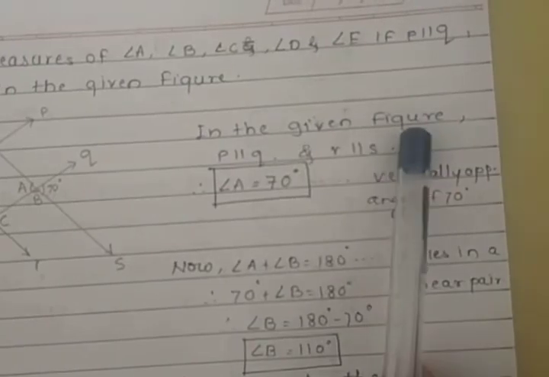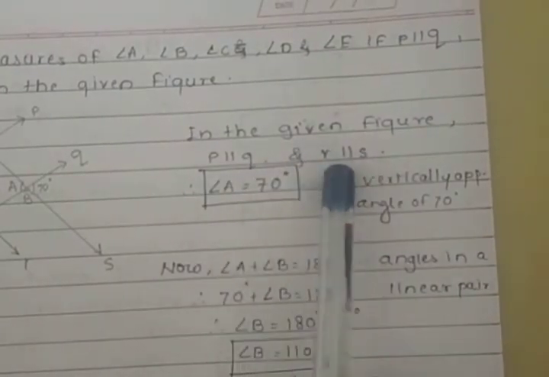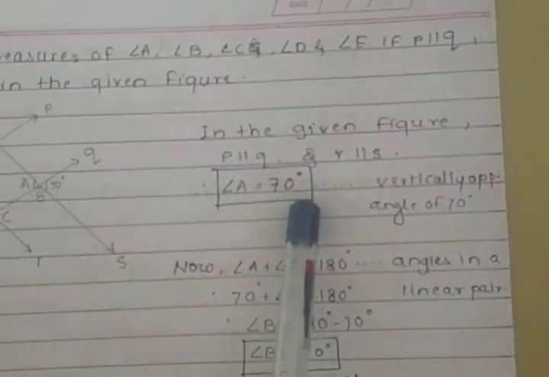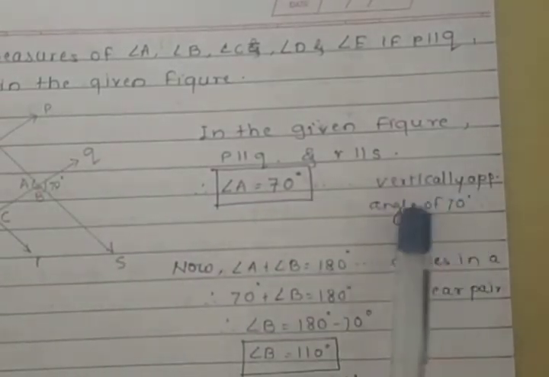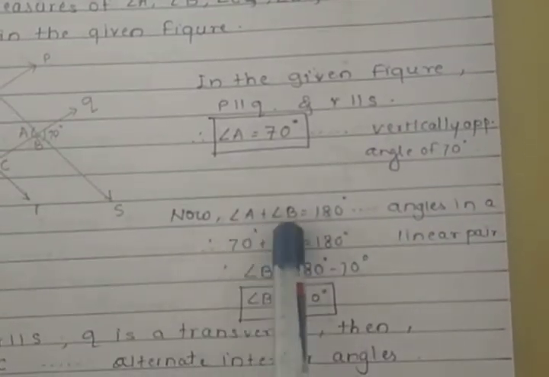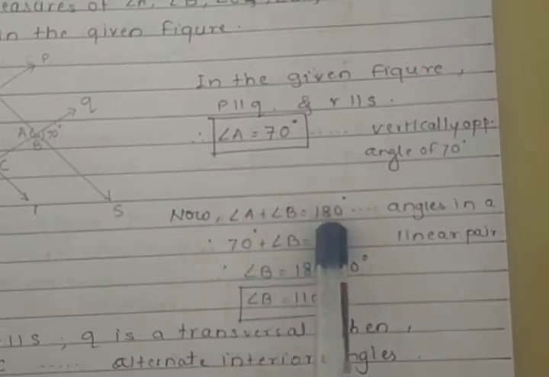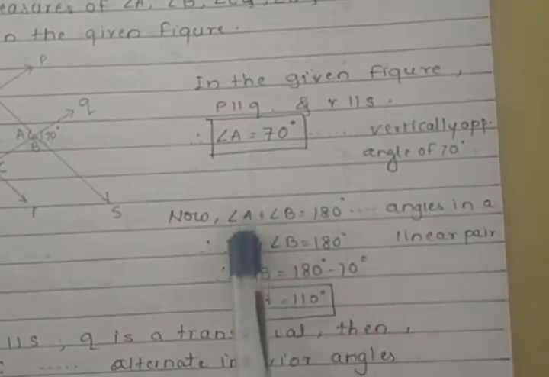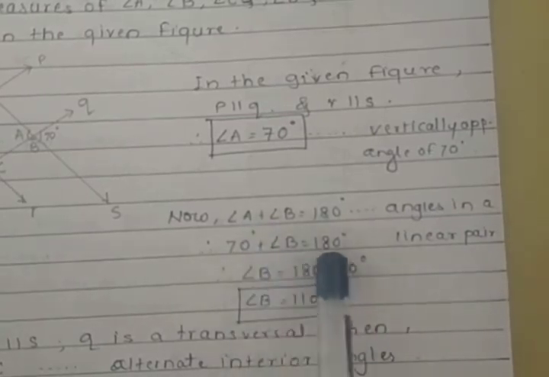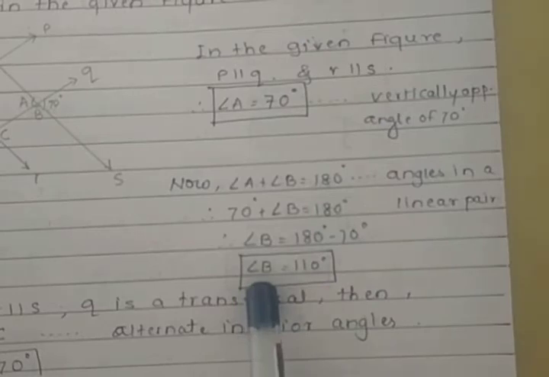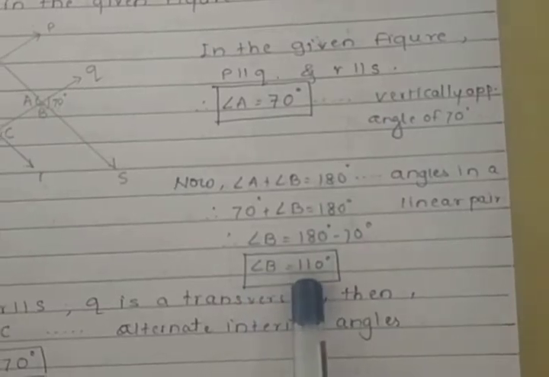In the given figure, P parallel Q and R parallel S, it is given. So angle A is equal to 70 degrees, because these are vertically opposite angles of 70 degrees. Now we'll add A and B. Angle A plus angle B is equal to 180 degrees, as these are angles in a linear pair. We'll substitute angle A as 70, plus angle B is equal to 180. We transpose this 70, so we get angle B is equal to 180 minus 70. So angle B is equal to 110 degrees.